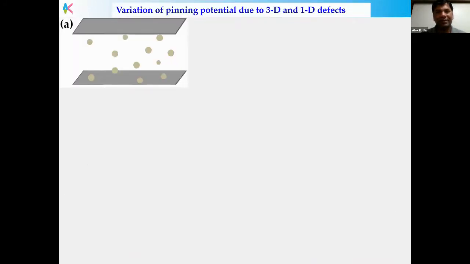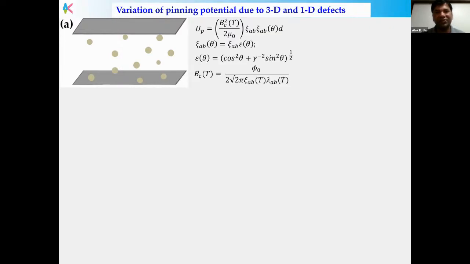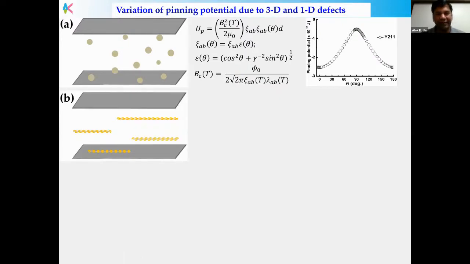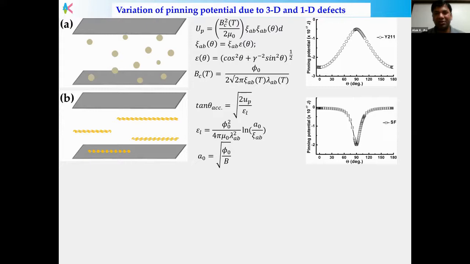So when there are a large number of nanoparticles in the superconducting film matrix, we try to analyze the pinning potential, and we find that we have a peak along the AB plane. And when there are some planar defects aligned along the AB plane, like some stacking faults, then we have also calculated the pinning potential due to these kinds of planar defects along the AB plane. So we have the variation of the pinning potential like this.